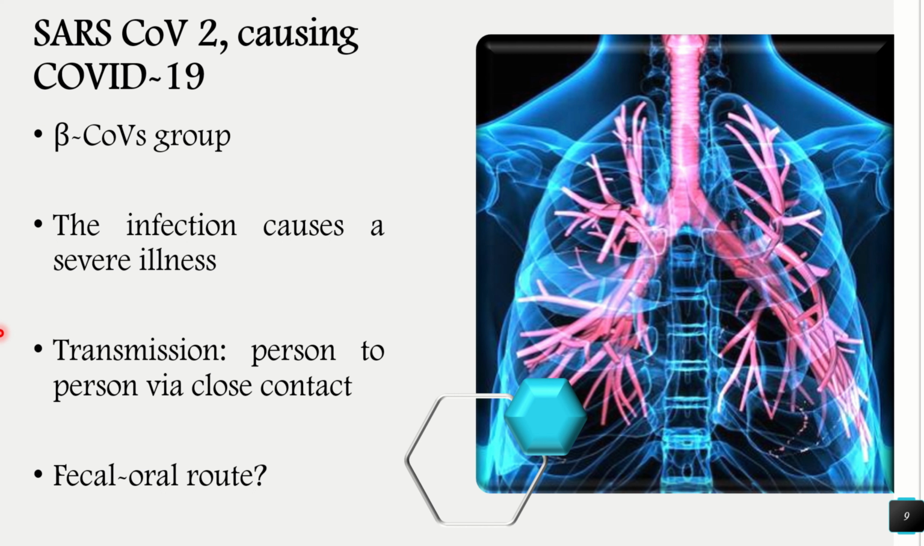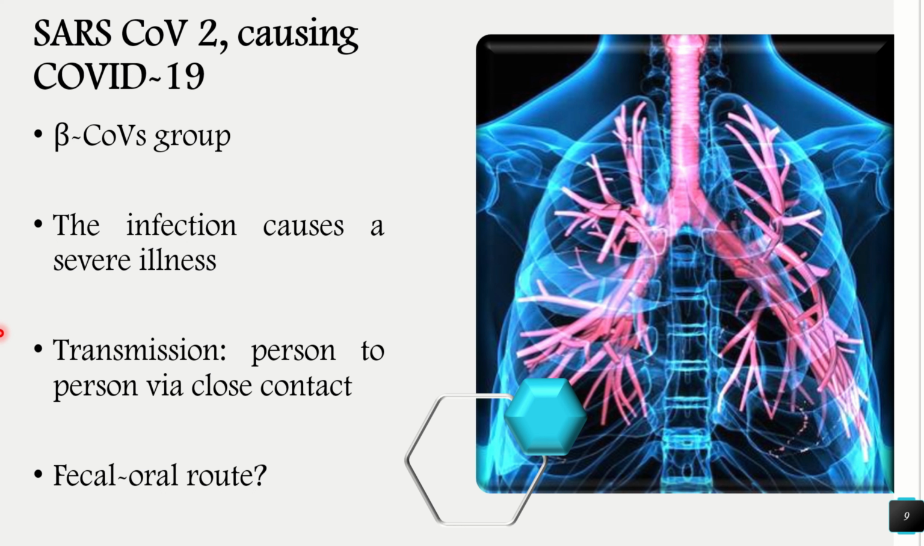It belongs to the beta-CoVs group. It causes a severe respiratory illness with many epidemiologic, clinical, radiologic, and laboratory findings similar to severe acute respiratory syndrome coronavirus infection in 2003. Transmission seems to be primarily from person to person via close contact, through respiratory droplets, with a mean incubation period of 5.2 days, ranging from 2 to 14 days.